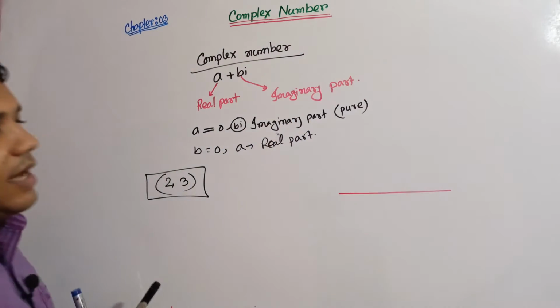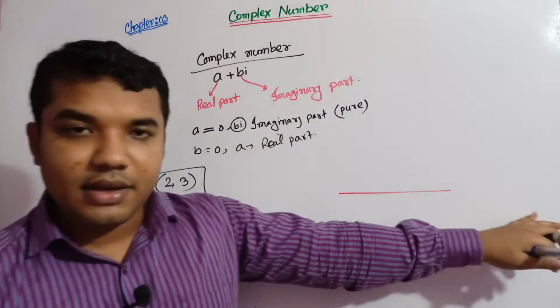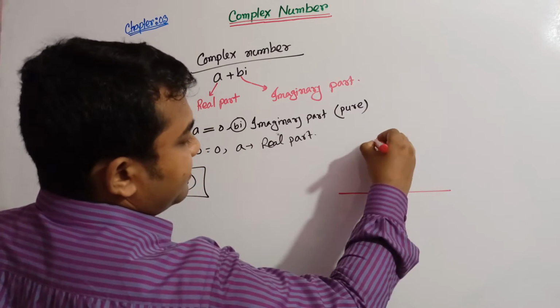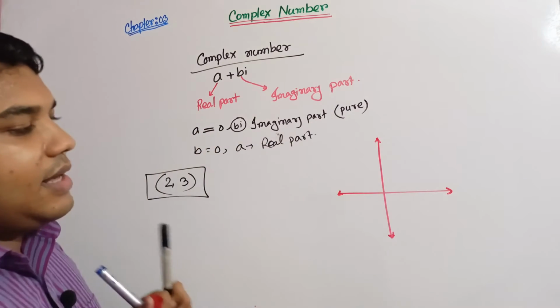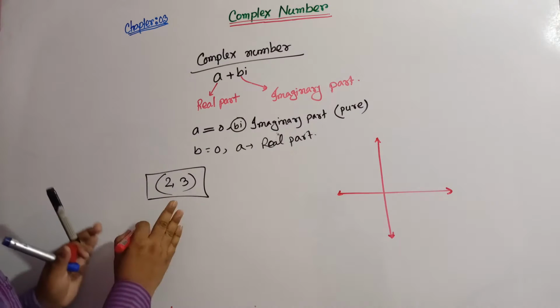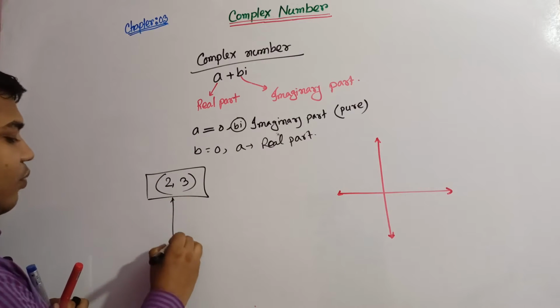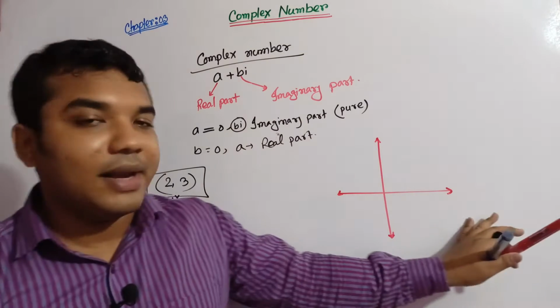Here we have to think that this is the real line and this is the imaginary line. Say for example, when we were talking about the point (2, 3), this was the y-axis and that was the x-axis. It really looks like that.